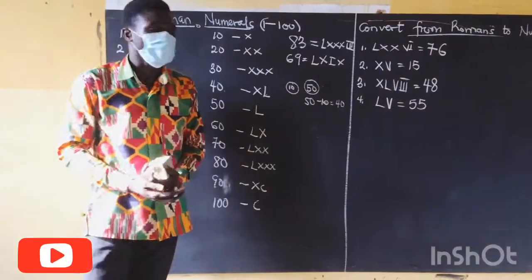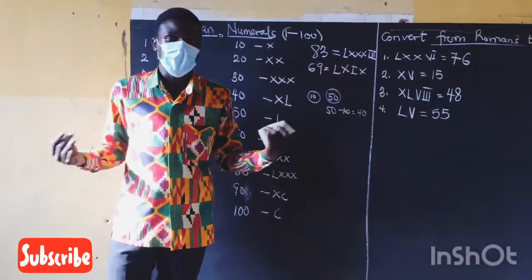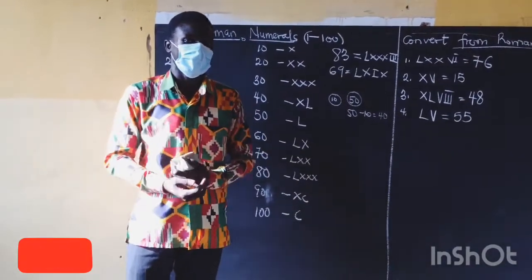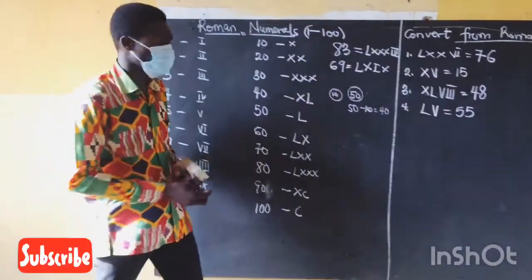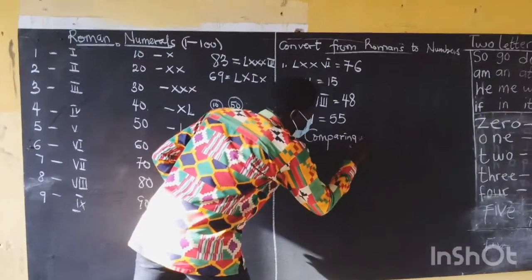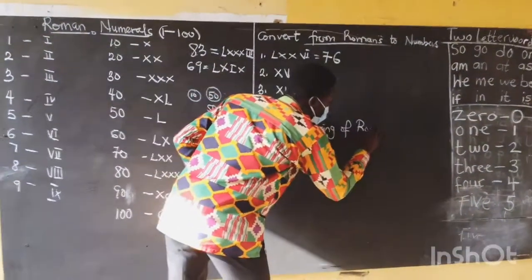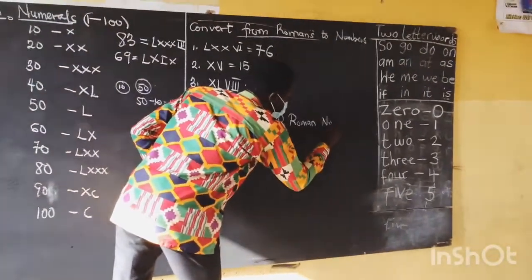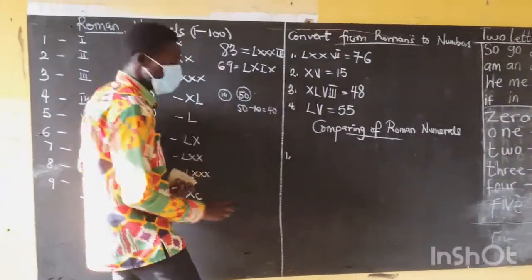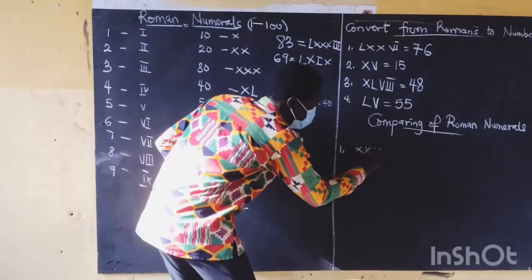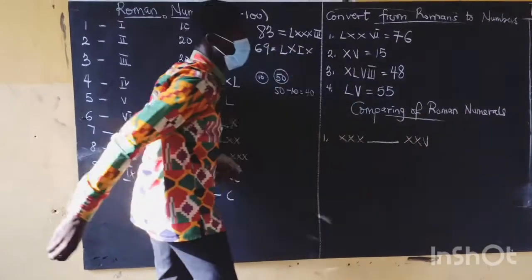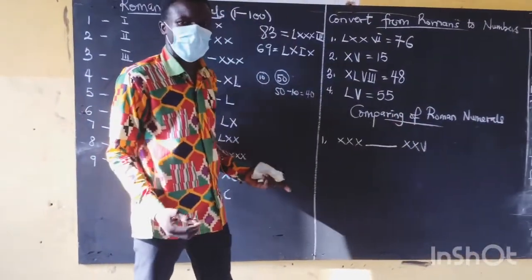Because we are using the new curriculum, it says that we should learn how to compare Roman numerals to numbers, or Roman to Roman, then how to add using Roman numerals. Now let's look at how to compare any given Roman numerals. We are looking at comparing of Roman numerals. Good. Let's say we have to compare XXX and XXV.